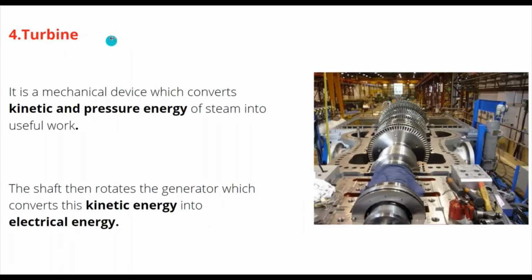So next comes the most important part, the turbine. It is a mechanical device which converts the kinetic and pressure energy of steam into useful work. Whatever steam we get from the boiler goes to the turbine, loses its kinetic and pressure energy, and rotates the turbine blades. The turbine blades are connected with the shaft of the generator, so the shaft of the generator also rotates, which provides electrical energy.